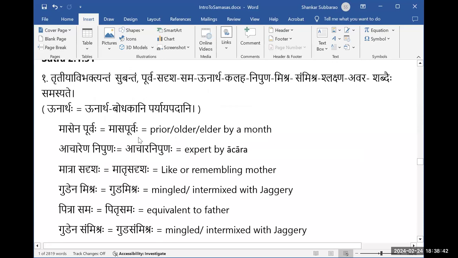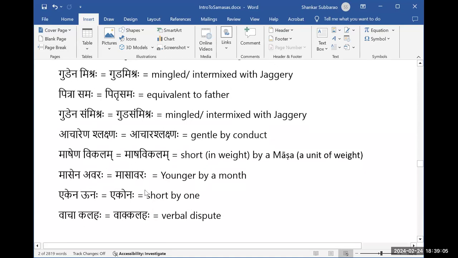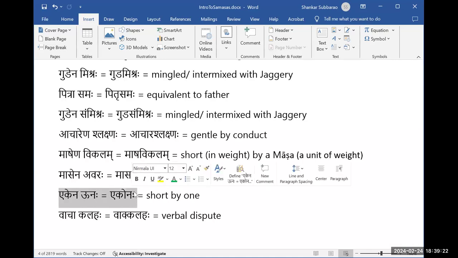Purva is good. Nipuna is good. Now look at this here: purva, sadrisha, sama. What's the next word here? Unartha. Una means, you know what? Una means there's a shortcoming, less, less by something. So what's an example for una? I made one up, okay? You can say masonaha, masena unaha, masonaha. Now, ekena unaha. Unaha means what? Short by one. Unaha is short, less. Ekena unaha, ekonaha. What do you understand?